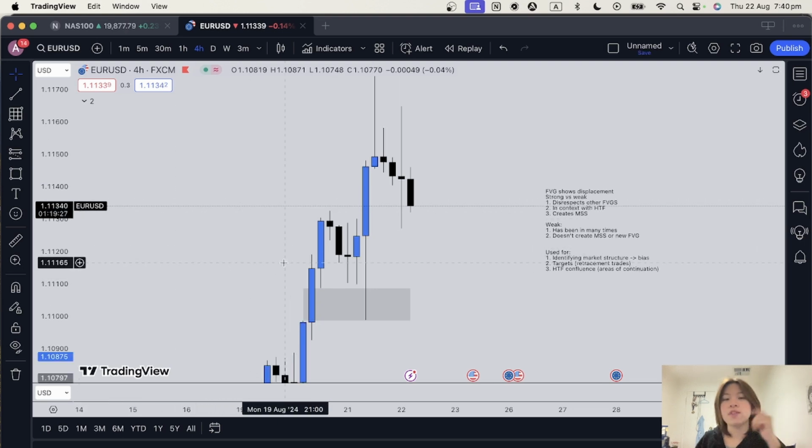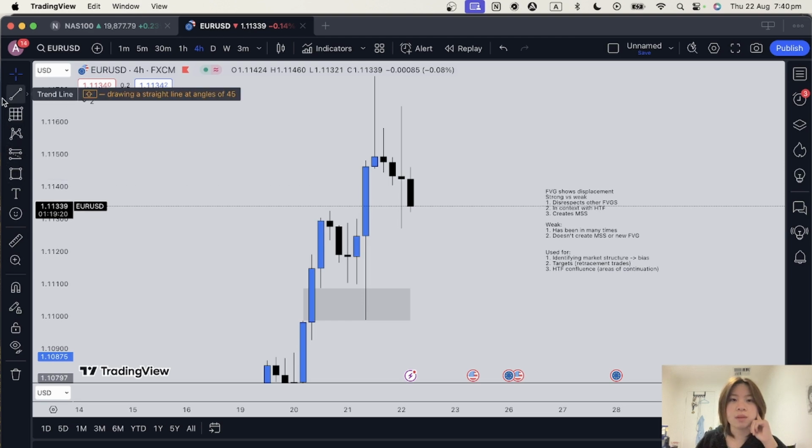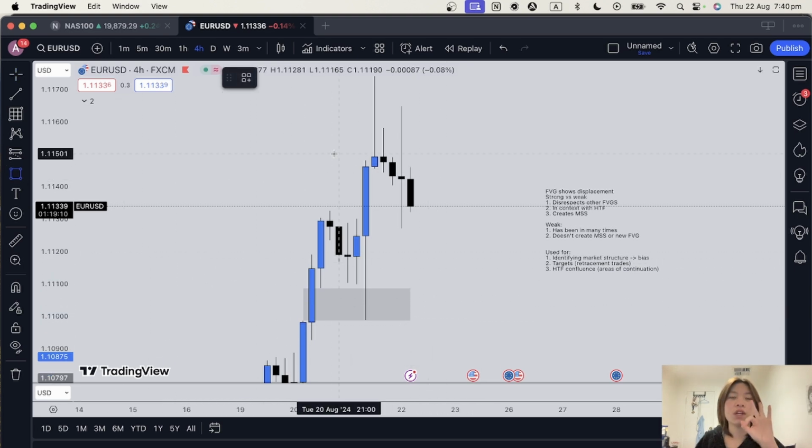First of all, what they are. Fair value gaps are the easiest pattern to recognize, and I think that's why I like them the most, because they just jump straight at you, they're just imbalances. A fair value gap is basically a 3 candle pattern.